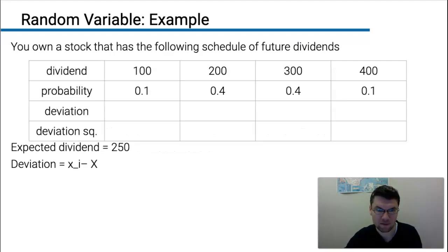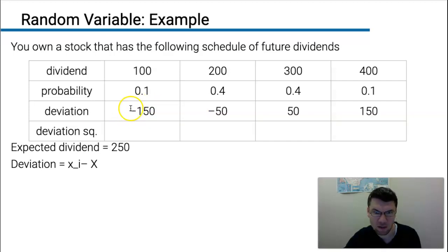Next, let's look at the deviation. So now we know that on average, the dividend pays 250, and we want to see how spread out the outcomes of this random variable are relative to its center, which we call the expected dividend. So I'm going to take the expected dividend of 250 and subtract that dividend from every value from 100 to 400. So basically, to calculate the deviation, I need to calculate the difference between the possible value of the dividend and the expected value of the dividend.